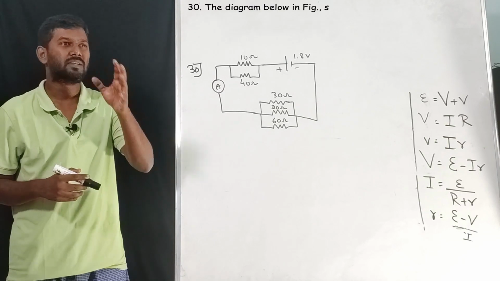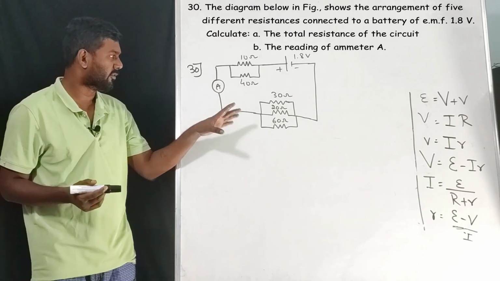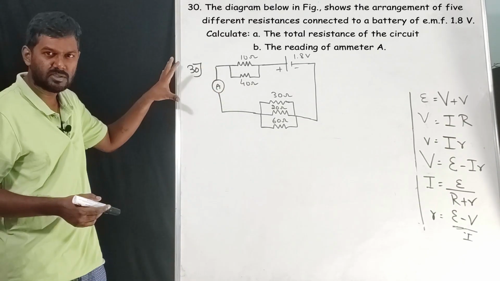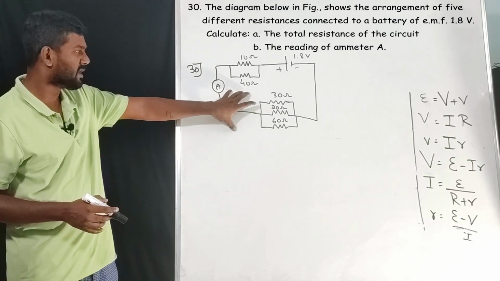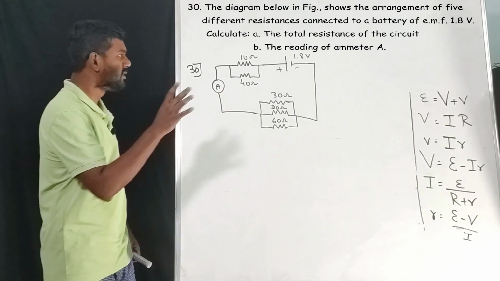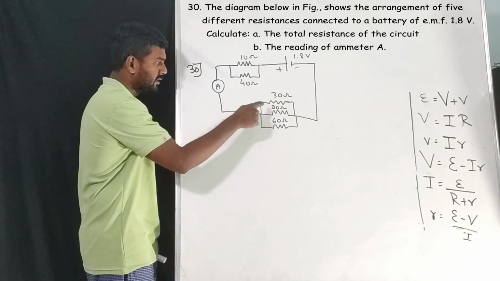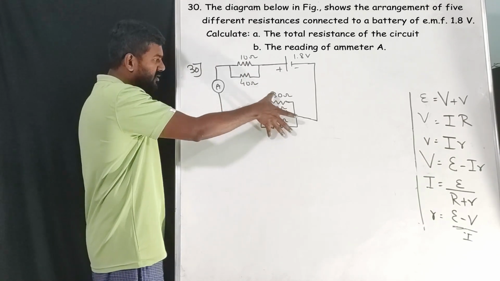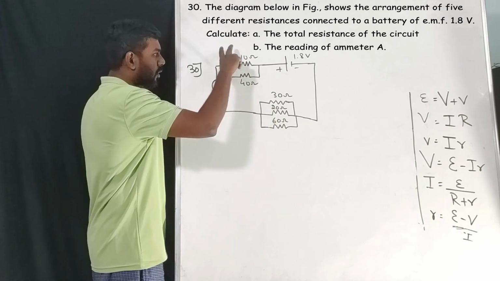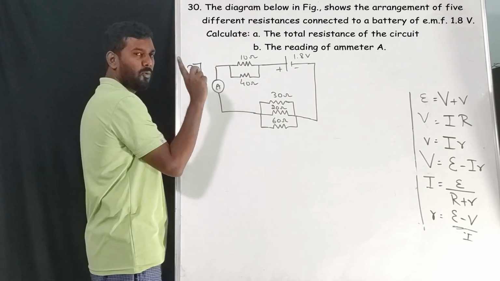Question number 30 is similar to question number 29. See, in this diagram there are more resistors compared to the previous one. That's it. We know how to solve these two resistances, correct? These two are in parallel and these three are in parallel. So once we solve these three, we'll get one resistance. Once we solve these two, we'll get one resistance.